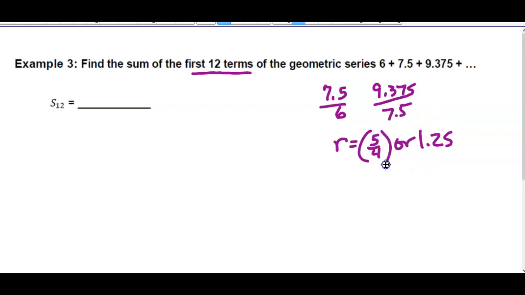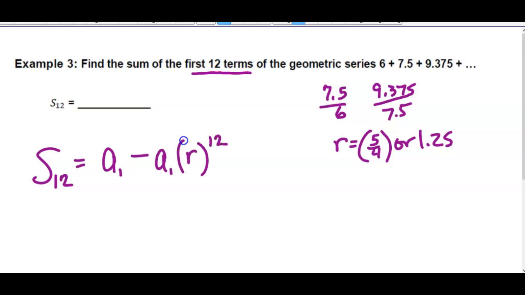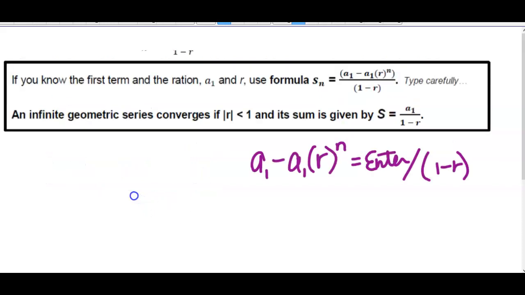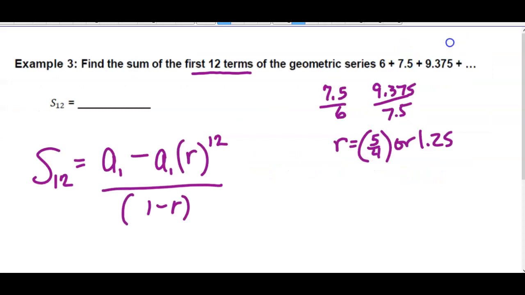You're welcome to use 1.25. All right, to find the sum of the first 12 terms, I'm going to just write it out. It would be the first term minus the first term times r to the 12th, no, n minus 1 up there, over 1 minus r. Okay, let me show you the formula again. It's to the n power, not n minus 1.